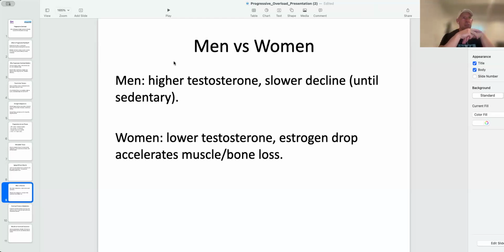Slower decline until sedentary. Okay, so it really impacts how you start losing testosterone, or the reduction of testosterone as we age. Women, obviously, they have lower testosterone. What happens if you do not do any resistance training or you stop doing it, estrogen drops, which accelerates muscle and bone loss. So that metabolic process, that stimulation to keep those hormones in check, is very important.